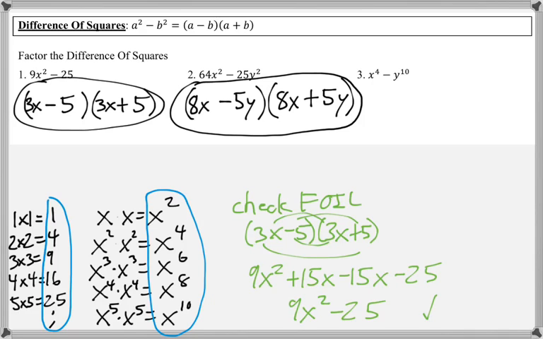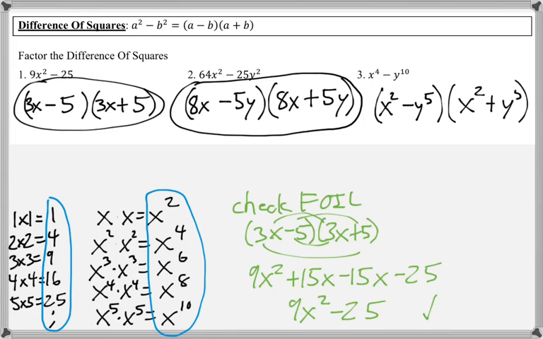With number 3, I'm going to put my two parentheses, a minus and a plus. In my first two blanks, what times itself gives me x to the fourth? That would be x squared. What times itself gives me y to the 10? That would be y to the fifth.